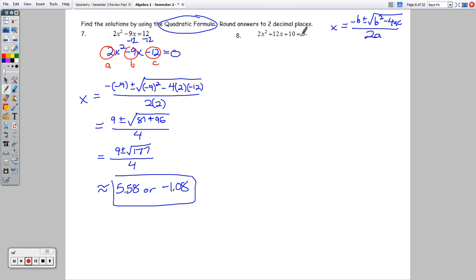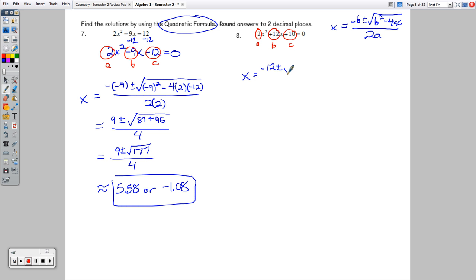And then here, this one's already equal to 0, so we're good to go. You could divide everything by 2 here if you wanted to. You could factor out the GCF of 2 and then have some easier numbers to deal with. You could do that, or you could just leave it like it is and use a is 2, b is 12, and c is 10. I'll do that, but again, dividing everything by 2 would work just as well, if not even a little more efficiently, or a little easier to deal with the numbers.